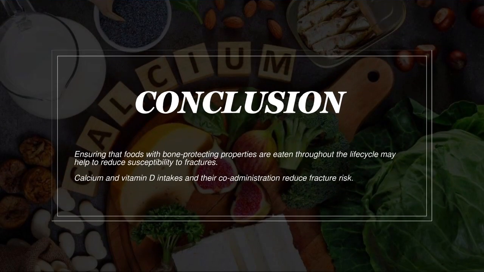As a conclusion, the geriatric population is increasing globally. For the quality of life of older people, there should be functional food to reduce the risk of osteoporosis. Ensuring that foods with bone protecting properties are eaten throughout the life cycle may help to reduce susceptibility to fractures. Calcium and vitamin D intake and their co-administration reduces fracture risk in the target group of geriatric patients.